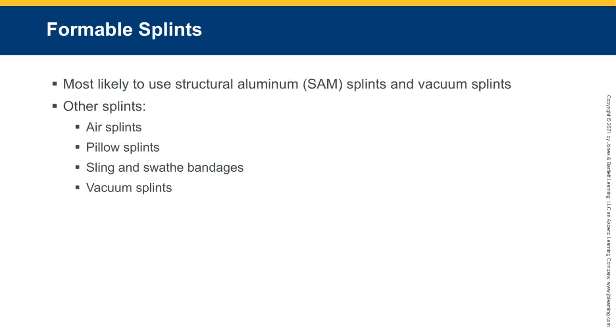Formable splints, such as structural aluminum, SAM splints, and vacuum splints, provide versatility in immobilizing various injuries. Other types of splints include air splints, pillow splints, and sling and swathe bandages. These splints conform to the shape of the limb, providing both support and comfort while minimizing further movement.